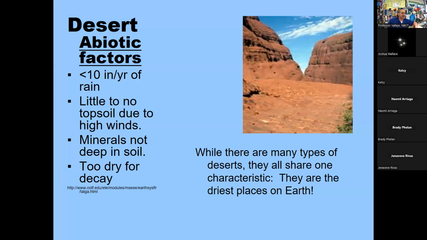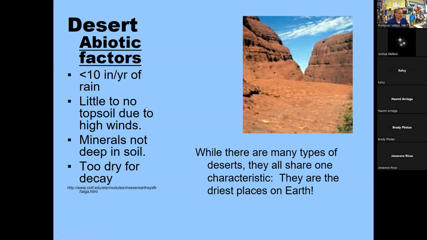Desert, less than 10 inches per year of rain, little to no topsoil. It's very windy in the desert, and what happens is sometimes the soil will get passed around, and actually grains of sand will get picked up by the wind and hit other grains of sand and cause them to go up. So it's not unusual to have wind storms, dust storms in the desert.